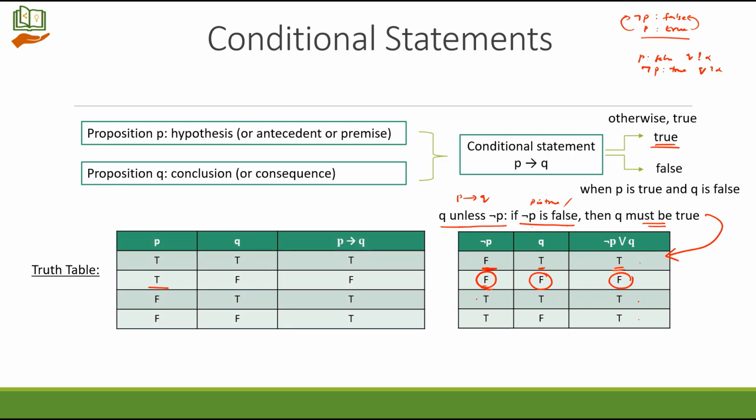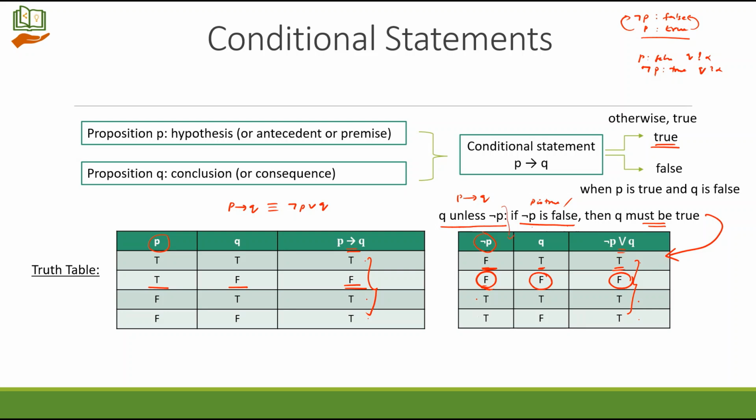When P is true and Q is false, we get false. For the rest of the cases, we get true. Why are there two truth tables for this? It is because when we say P implies Q, it is actually equivalent to not P or Q. Both truth tables will have the final column TFTT only. Here we are using the negation of P and here it is just P. But here the operator is implies, and here the operator is disjunction. So when they say Q unless not P, it is actually this particular truth table.